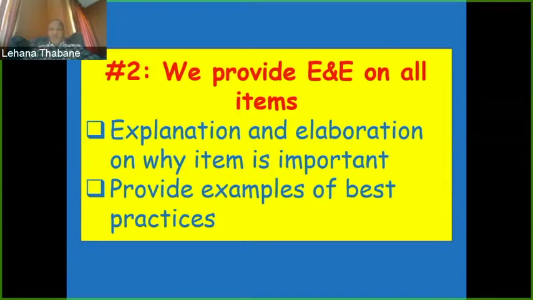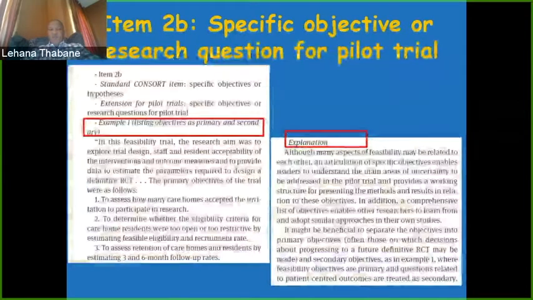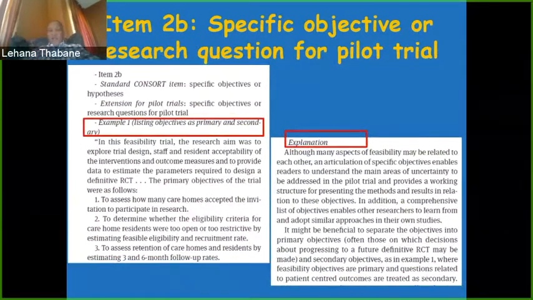What else did we do? We also provide an explanation and elaboration on why each item is important, and we provide examples of best practices to guide people through. So in this particular case, we'll provide an example of best practices of specifying objectives for feasibility, and then we'll provide an explanation of why clear definition or clear specification of feasibility objectives is important.